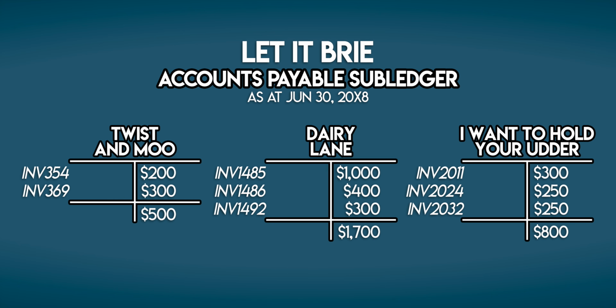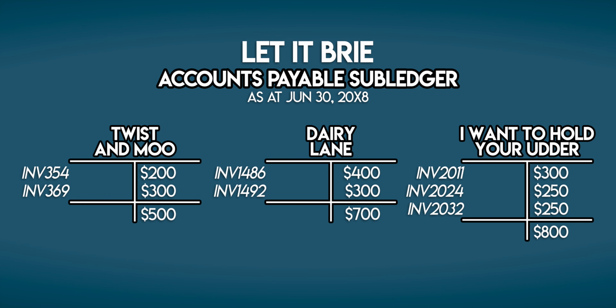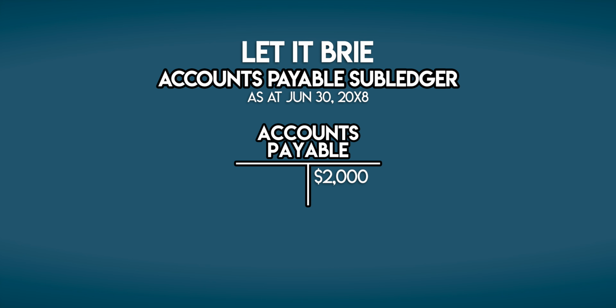This payment is going to hit 2 places: your accounts payable subledger and your cash book. In your accounts payable subledger, the $1,000 payment is allocated against invoice 1485, so this balance is cleared down to 0. And now you're left with 2 open invoices which add up to $700. And your accounts payable subledger now totals to $2,000. But how does this affect your general ledger? Specifically, your cash account and your accounts payable control account. Remember, these have to match their subledgers.